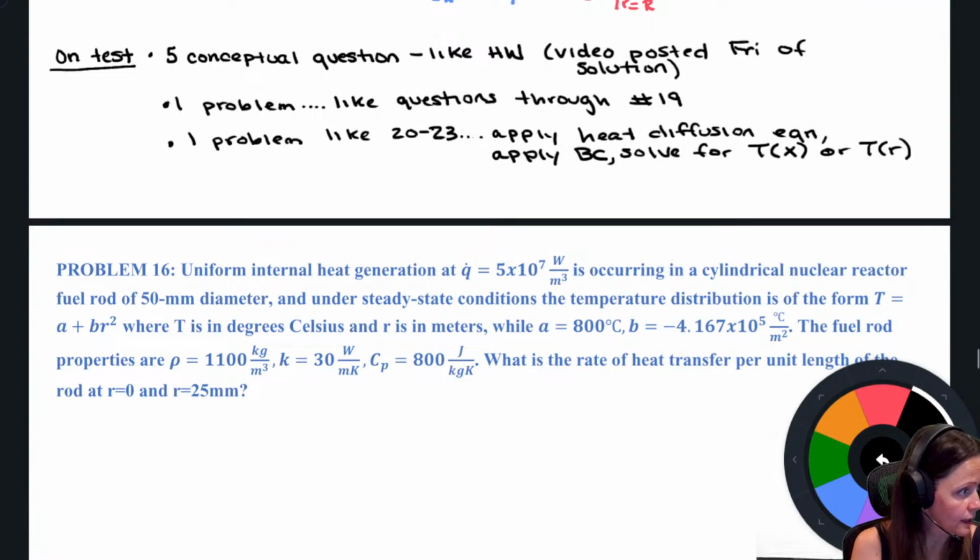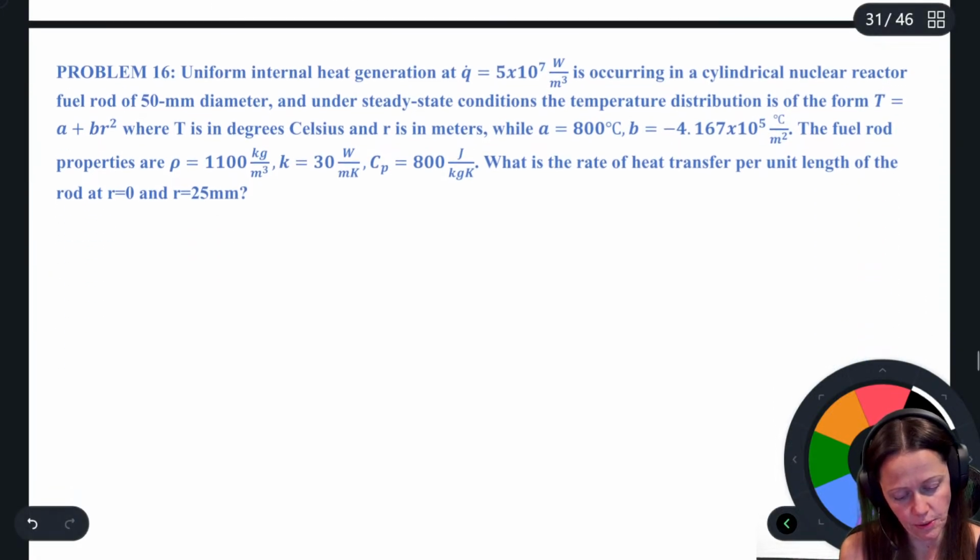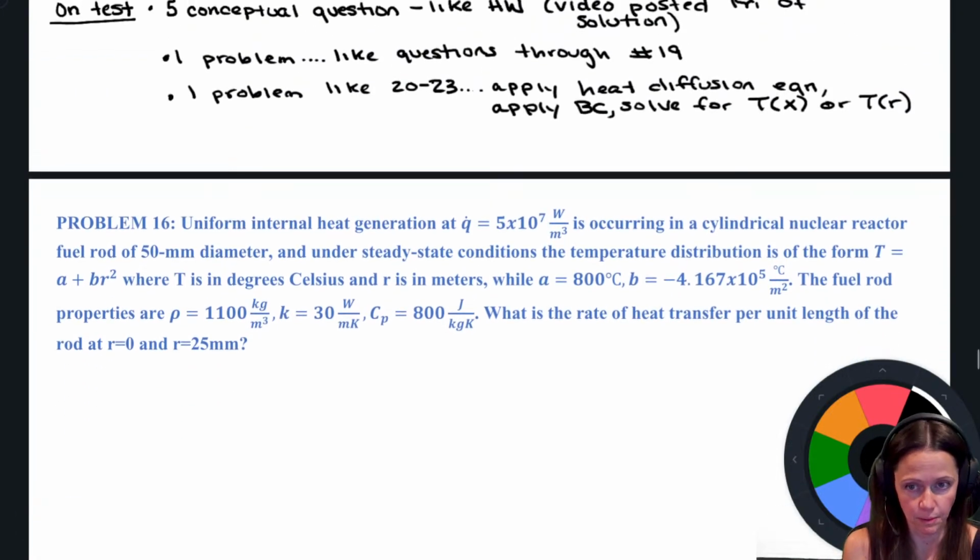Okay, I will assume maybe not. Okay, so let's go to our problem. I'm sorry, people are probably writing. So problem 16. So we have uniform internal heat generation. We're given a Q dot that is occurring in a cylindrical nuclear reactor fuel rod of 50 millimeters in diameter under steady state conditions.